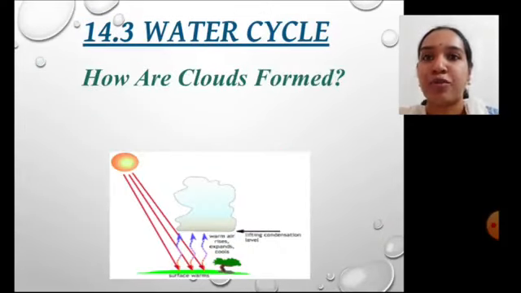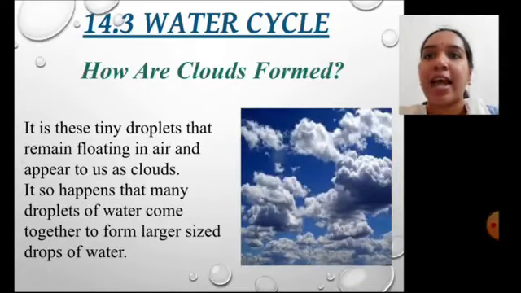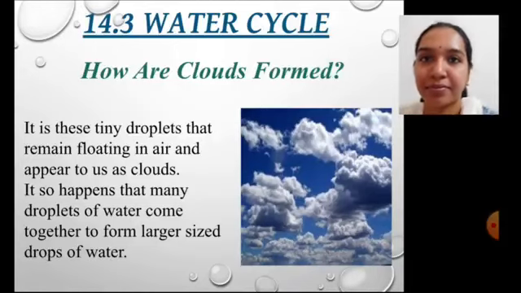How are clouds formed? That means it is condensation. It is by condensation. Condensation plays a very important role in the water cycle. As we go higher in the atmosphere, due to the cooling effect, the evaporated water vapor becomes cool and condenses to form water droplets, and eventually it forms the clouds.